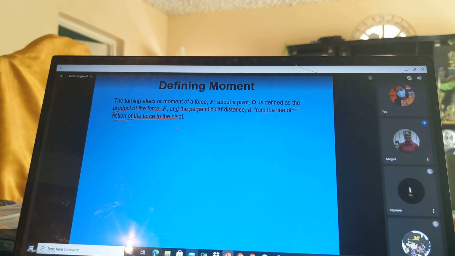This is the last thing I'm going to ask you to write. You're going to define what the moment of a force is. To define the moment of a force, this is the definition you're going to use: the product of a force and the perpendicular distance from the line of action of the force to the pivot. That is it. If I ask you to define moment of a force, this is the definition I want you to use.